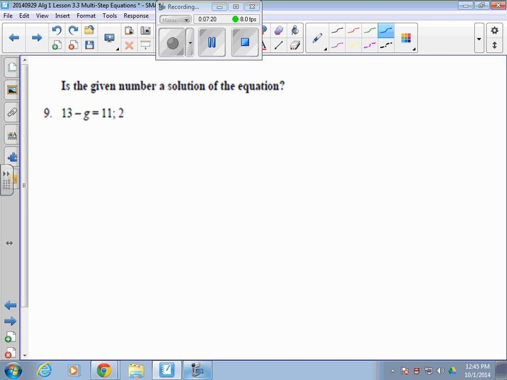Number 9 is the given number a solution. You're plugging in 2 here. 13 minus 2 equals 11. That's a true statement. Yep. Yes, it is a solution. So all you're doing is checking its truth value.